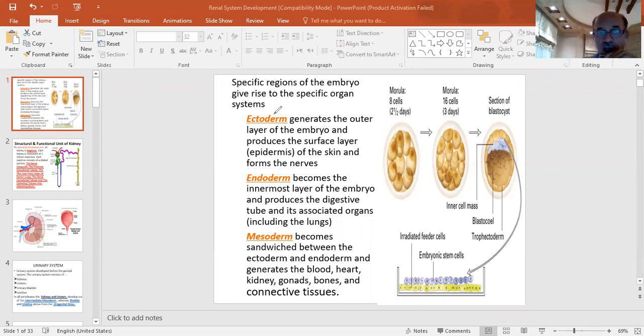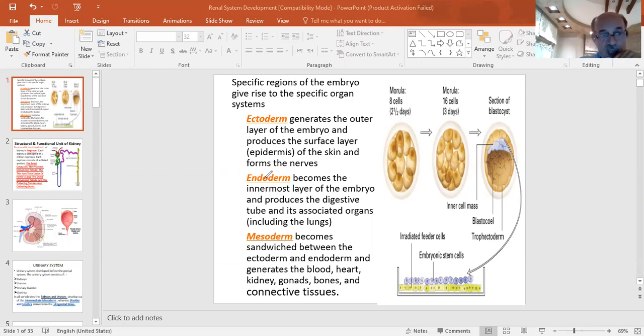And the basic tissues, as you know, arise from the germ layers, the ectoderm, mesoderm, and endoderm. And those germ layers will give the basic tissue.